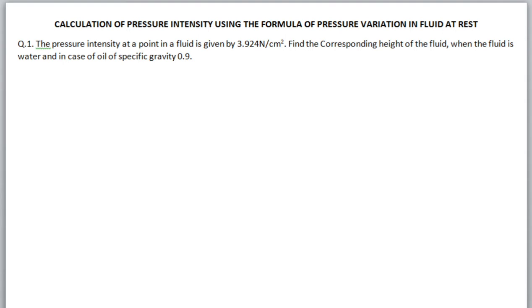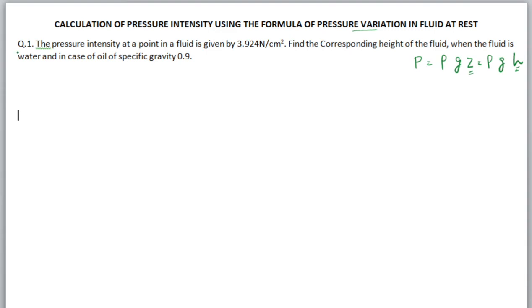Today we will do two numericals on pressure intensity using the pressure variation formula. We calculate the pressure intensity using the pressure variation formula. And what is that? The variation of pressure inside a fluid at rest. The equation is P equals rho g Z, or rho g h. So P is the pressure intensity, rho is the density, g is the acceleration due to gravity, and Z or h, both are the same, can be said as the depth of a fluid element inside the fluid which is at rest, or the height of the fluid element.